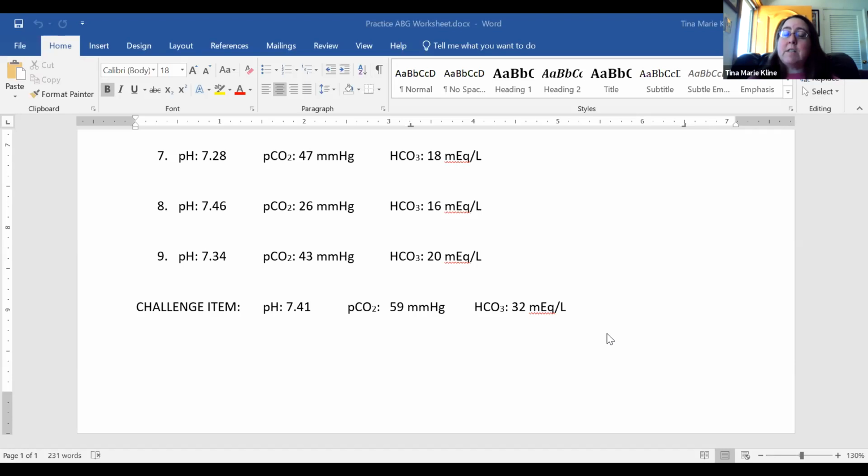That's the difference between partially compensated and fully compensated. If that pH is back in normal range, it's fully compensated. If it's not, but I see that the opposite indicator is trying to work to get it there, that's considered a partial compensation.